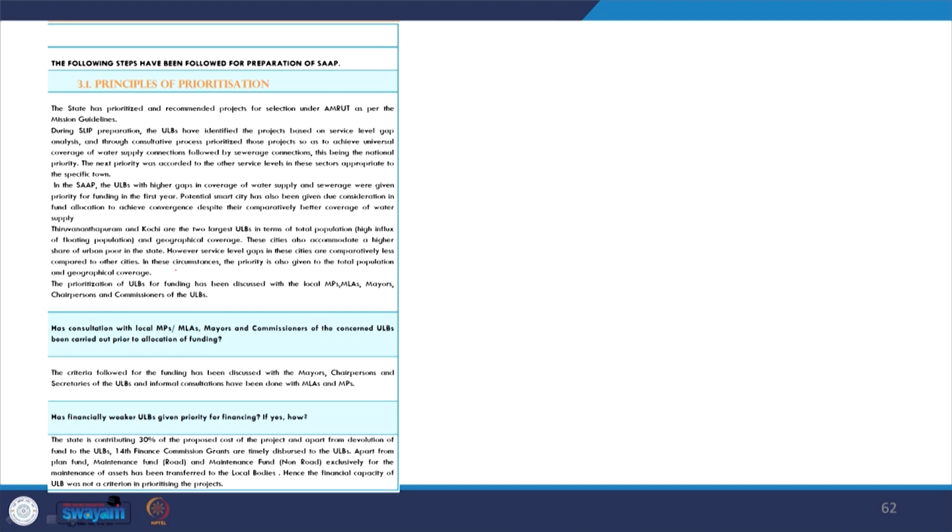Once they identify this, they also adopt a principle of prioritization, where they look at which places, which projects, which sectors have to be prioritized in which city. So, accordingly they follow the principles of prioritization.